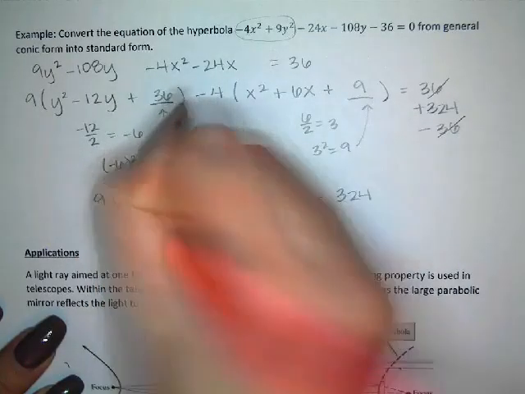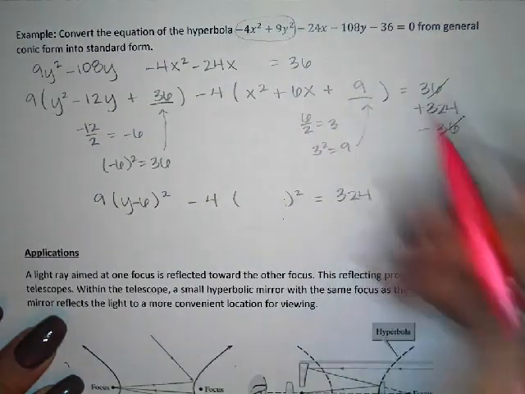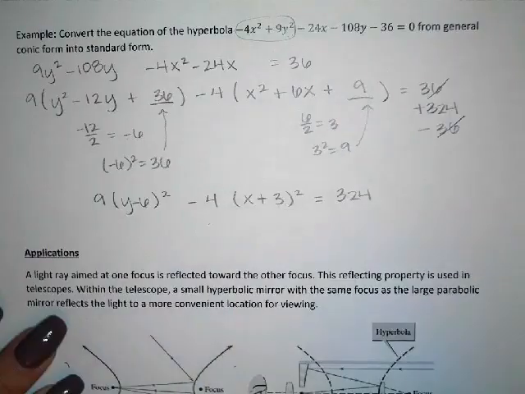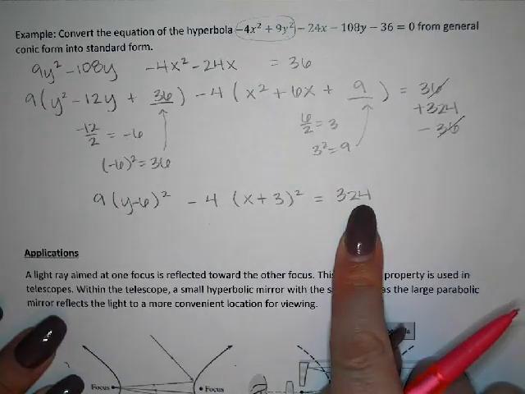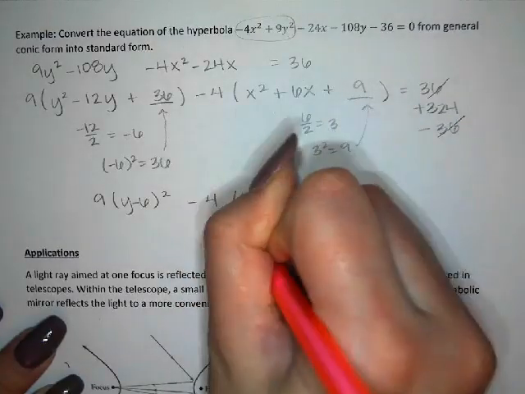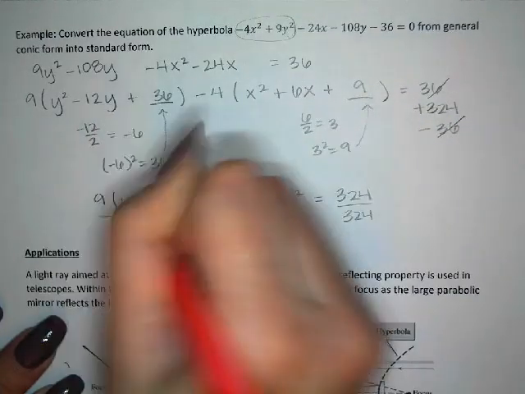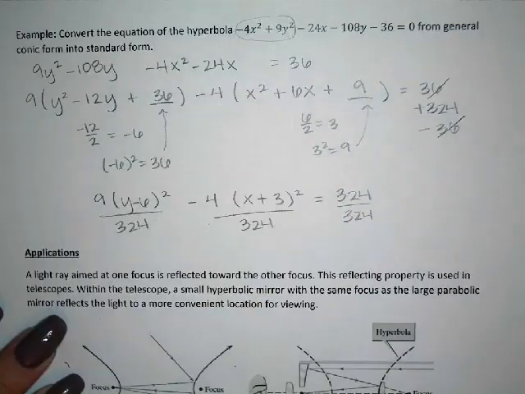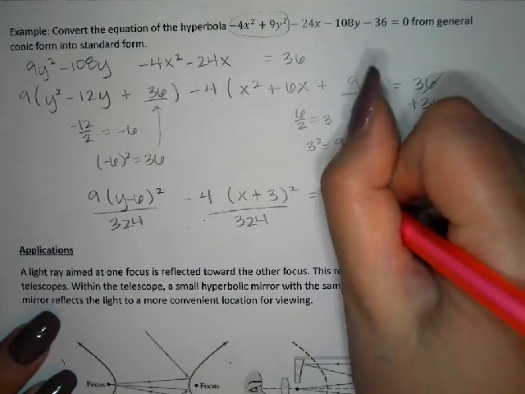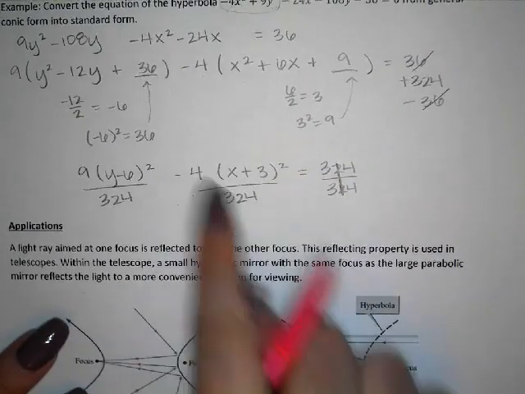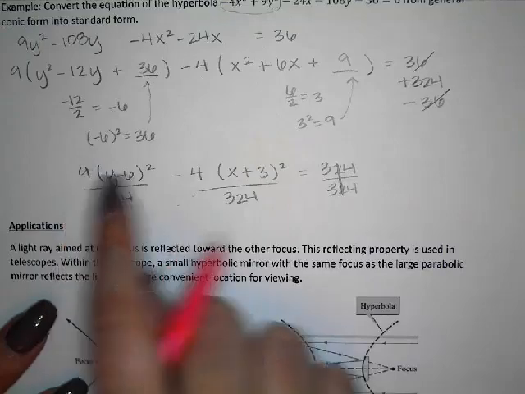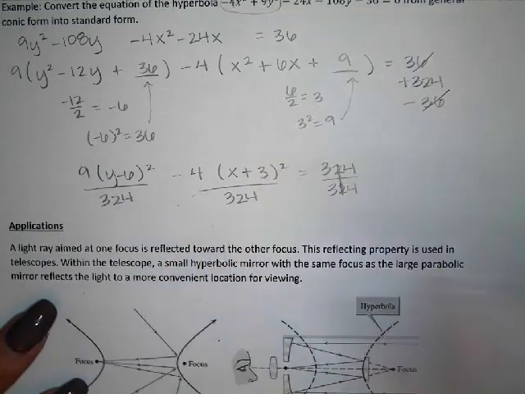And now my goal is to make this equal 1. So I'm going to divide by 324, divide by 324, divide by 324. All right, so that's just 1. Now these fractions should always reduce so that you have a 1 on the top, so it's just your parenthesis, and then some number on the bottom. So 9 over 324, turn that into a fraction, 1 over 36, that looks good.